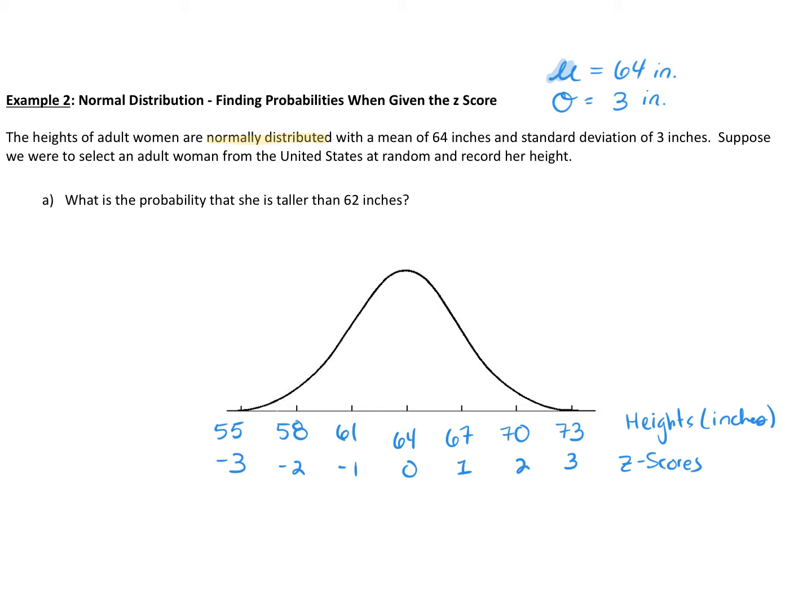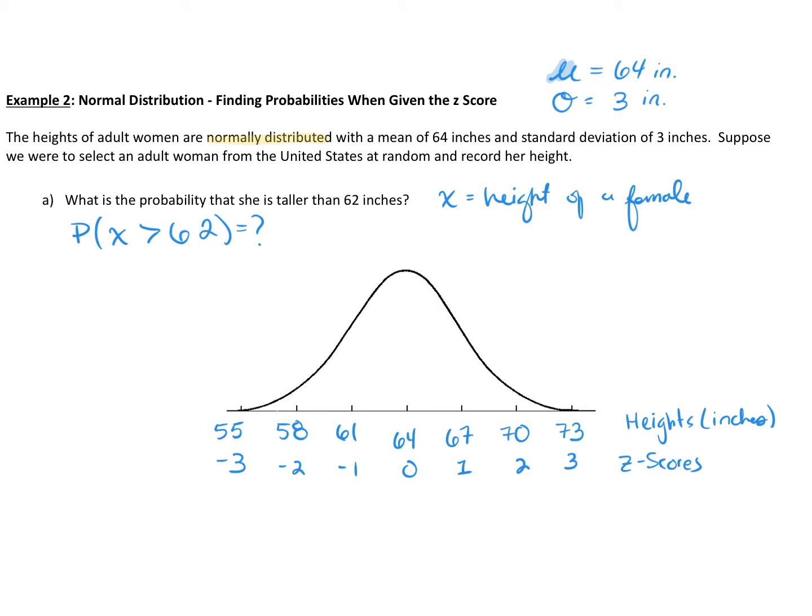So now we can actually take a look at this first question that's asking us, what is the probability that a randomly selected female in the United States is going to be taller than 62 inches? So I'm going to rewrite this question using the probability notation. I want to know, what is the probability that a randomly selected female, so let X be the height of a female in the United States, is going to be taller, so greater than 62 inches. And to answer this, remember, probabilities correspond to an area under the curve.